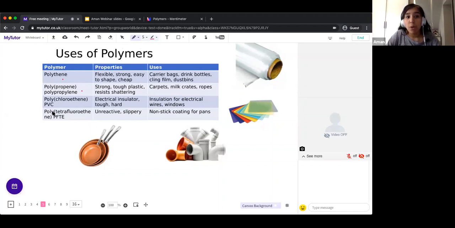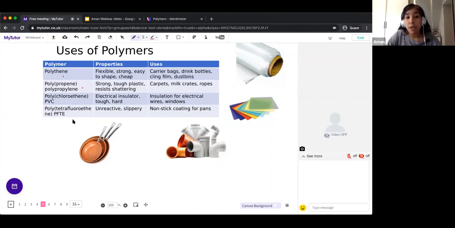And the 4th one, polytetrafluoroethene. I will draw this one out in just a second because that is one that I didn't draw out. This one tends to be unreactive, so I think of non-stick pans. If any of you like to cook, you might know that some pans tend to have non-stick on them to stop food sticking to the bottom. That tends to be made from PTFE or polytetrafluoroethene.